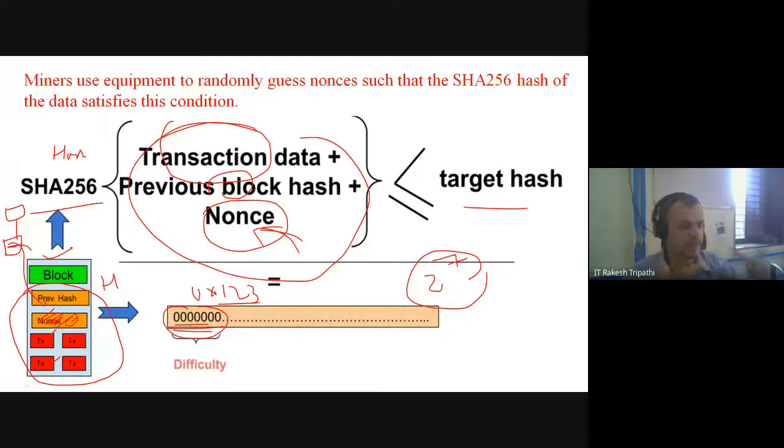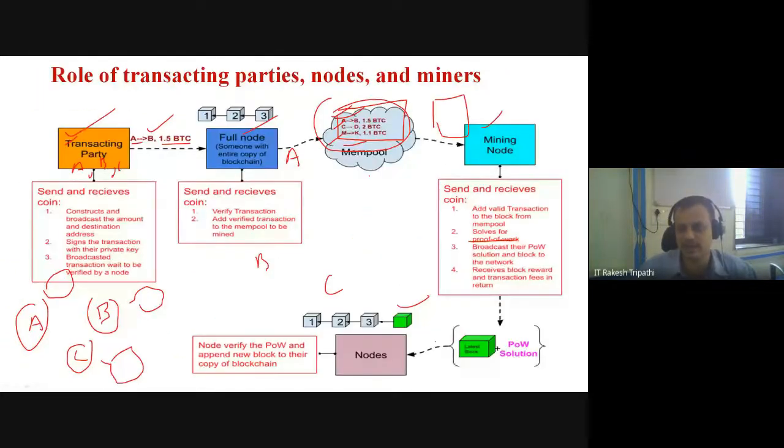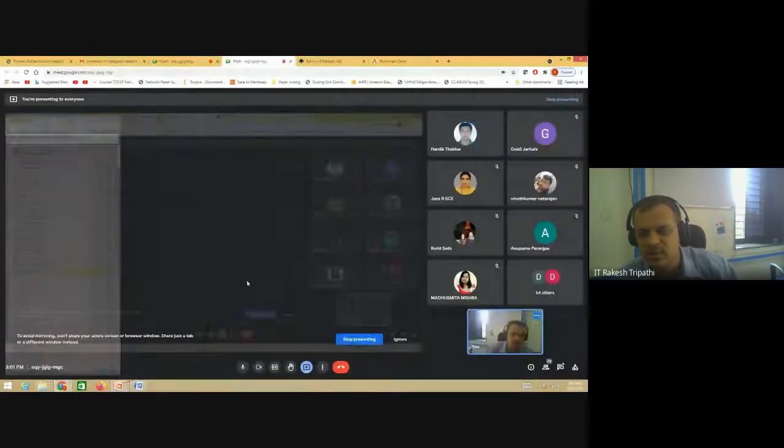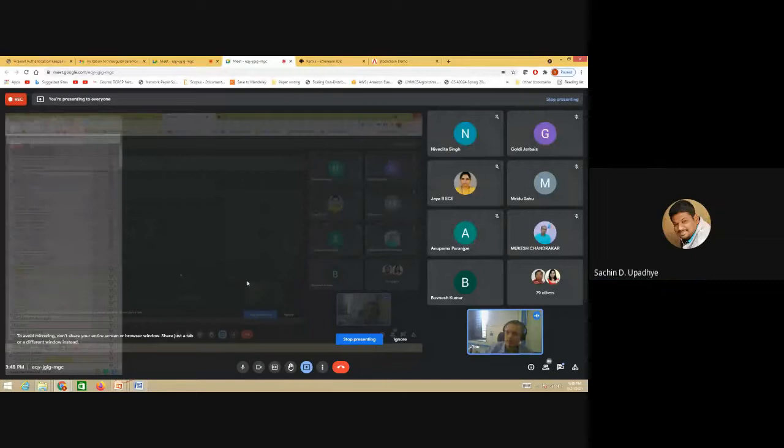This is called proof of work. This is called mining difficulty. This is called mining. Whoever finds this nonce first will be able to add this latest block into the blockchain, and he will be rewarded. Okay. Anybody wants me to repeat this?